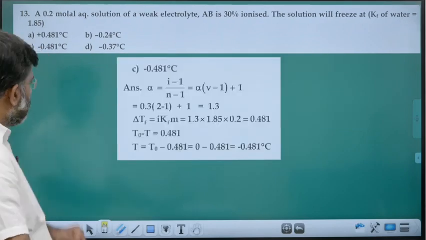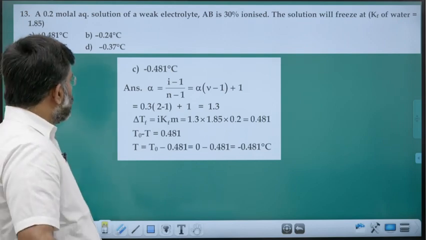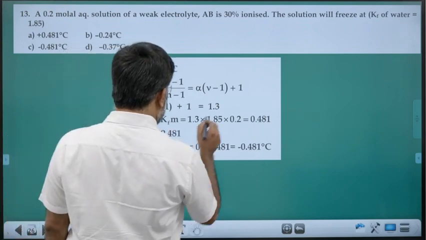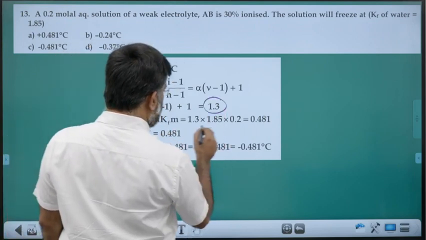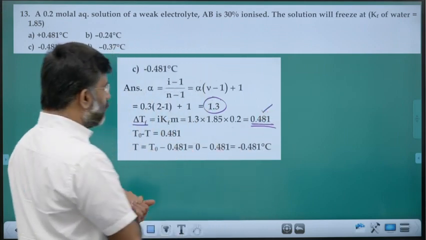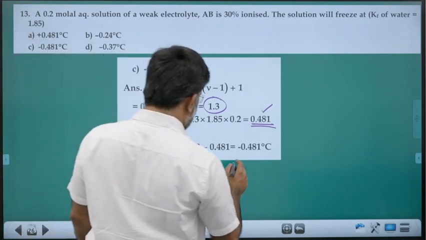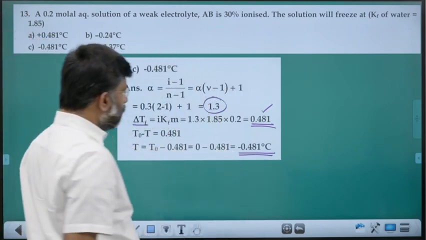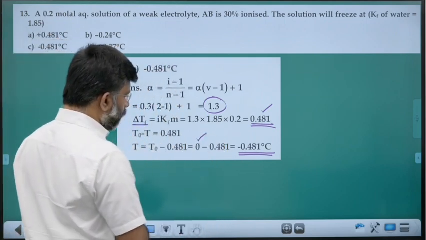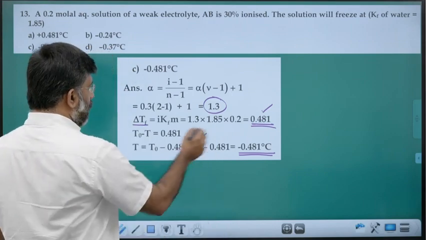What is the answer? i is equal to 1.3. Delta TF is equal to 1.3 × 1.85 × 0.2 = 0.481. Therefore, the new freezing point will be minus 0.481. The old freezing point of solvent is 0. The freezing point of solution, depression in freezing point, is 0.481.